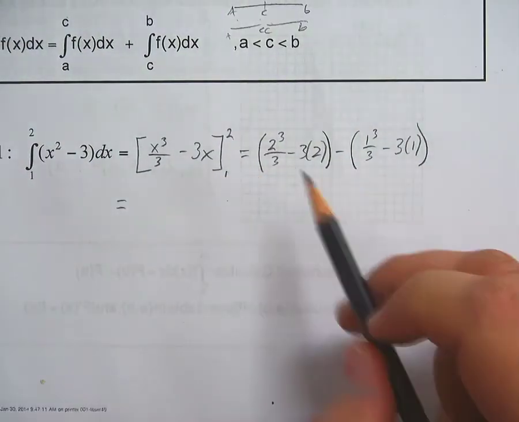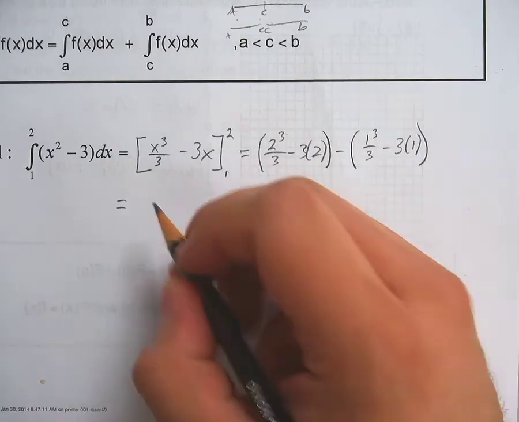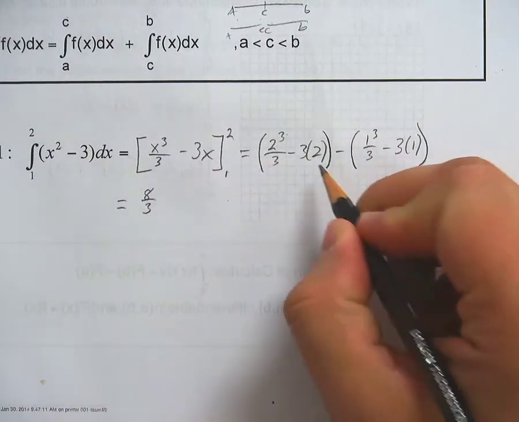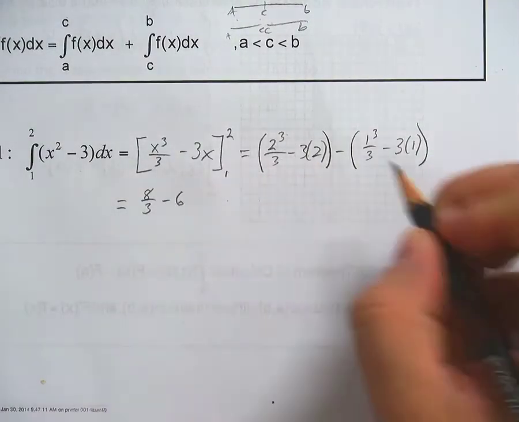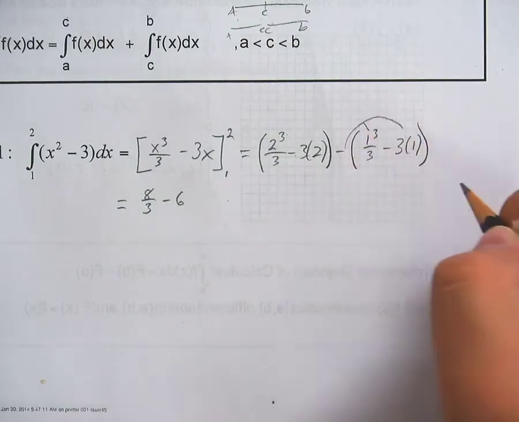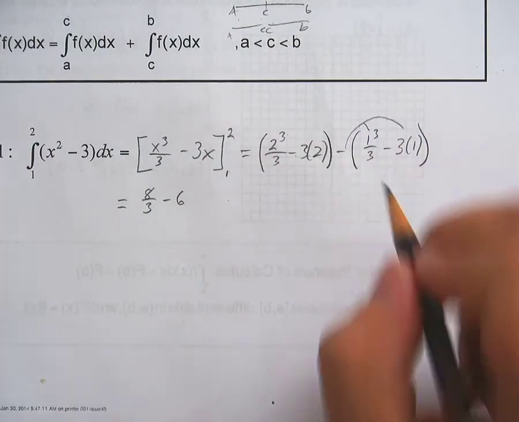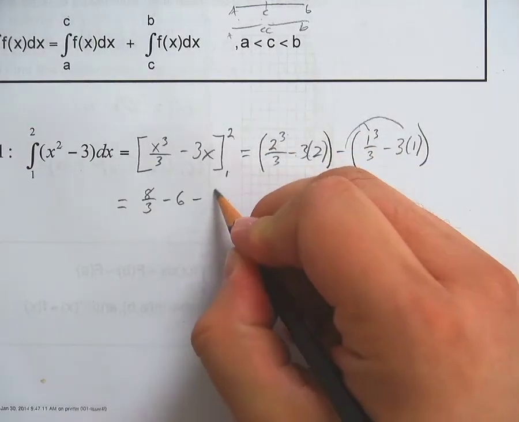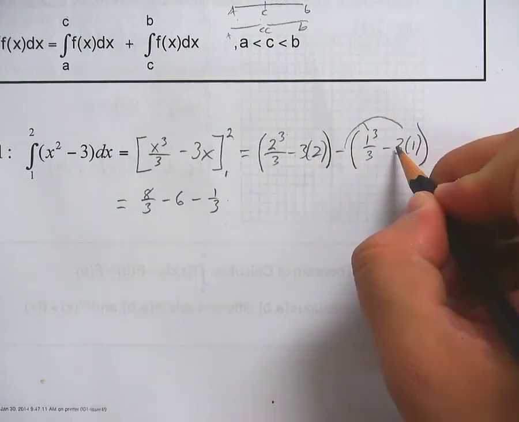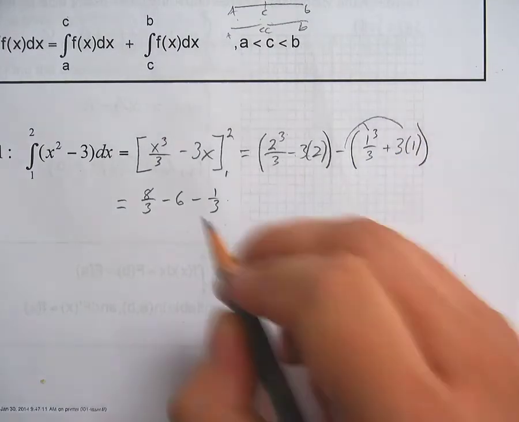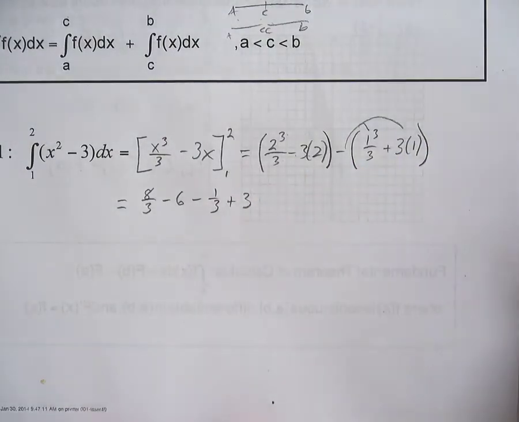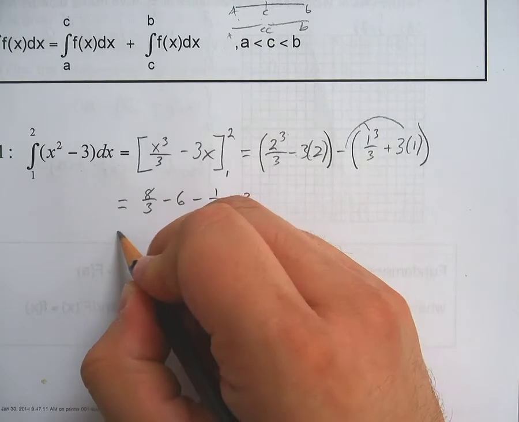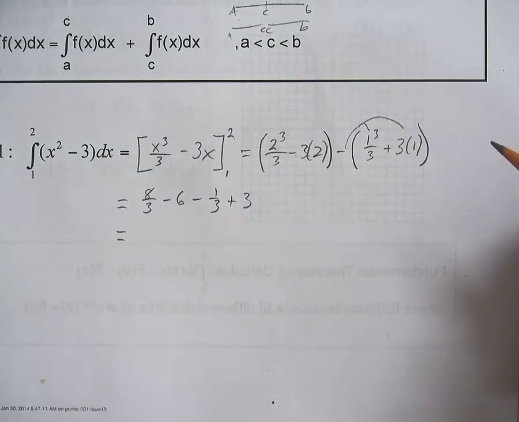All right, and that's going to be 8 over 3 minus 6. Now this minus sign will have to go both places. That's probably one of the things most people miss, is that minus sign. This is 1/3, so minus 1/3, and this will make this a plus 3. Oh man, which is putting everything into thirds here.